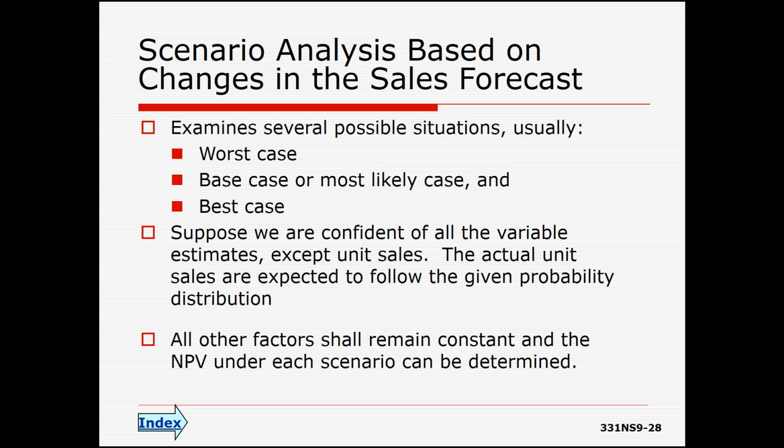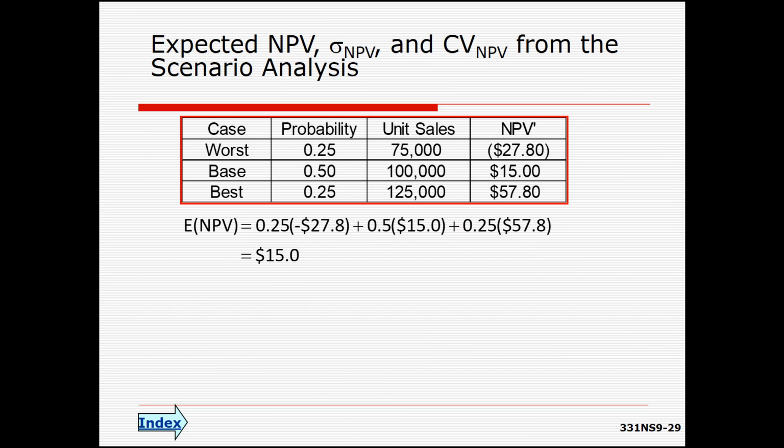We've all heard of best case, worst case. That's scenario analysis. Our base case is our inflation-adjusted pro forma. In this example, we feel fairly confident of all the variables except units. This table represents our analysis of the potential outcomes for units, their associated probabilities, and the resulting NPVs. Using that data, we can find the expected NPV and the weighted average of the three outcomes. We'll also compute the standard deviation of the NPVs and the coefficient of variation.